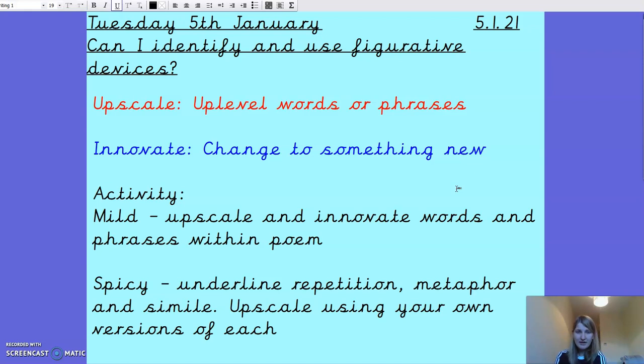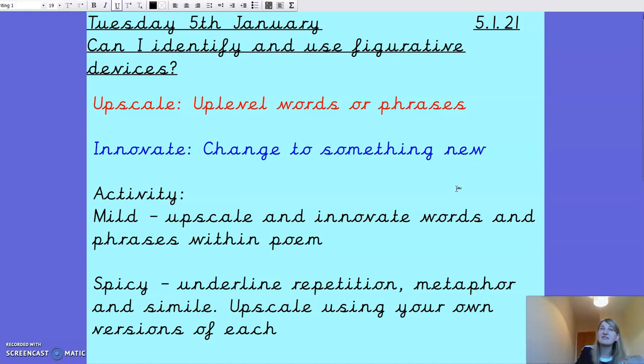All right. Today, I would like you to take the poem, The Highwayman, and either you can just focus on the first part of it, so the first 2 or 3 verses, or if you're wanting a challenge, wanting something to get your teeth into, you can have a look at the whole poem. And then you've got 2 choices. Mild, you can just have a look at taking words and phrases within the poem and upscaling and innovating them.